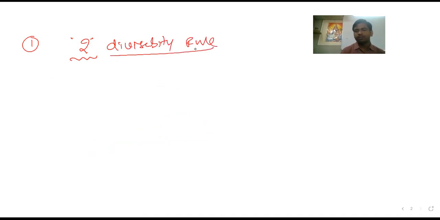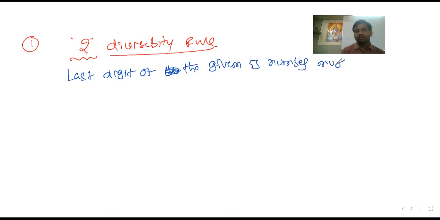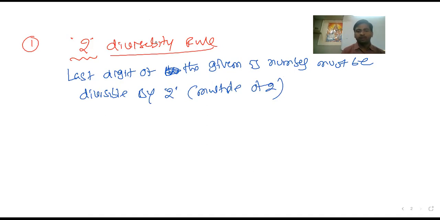What is the divisibility rule of 2? The last digit of the given number must be divisible by 2, or a multiple of 2. Example, to understand very clearly.